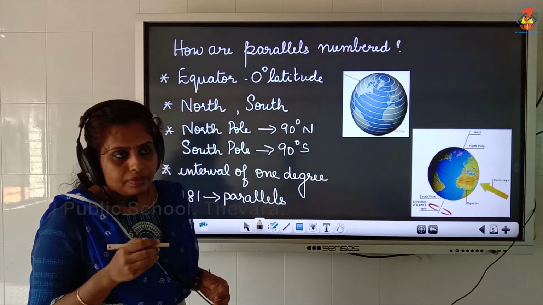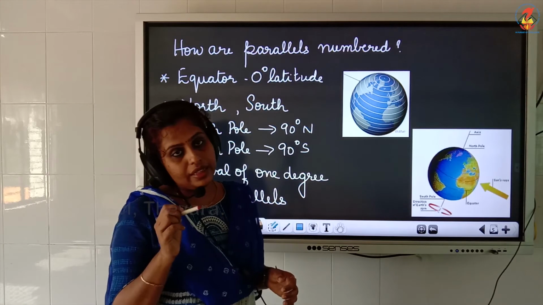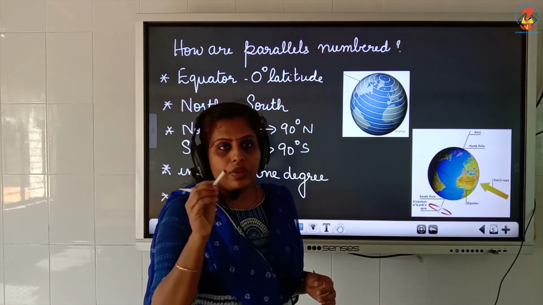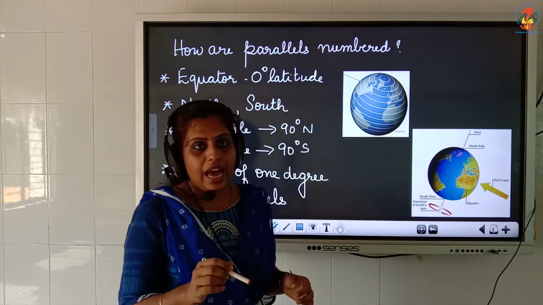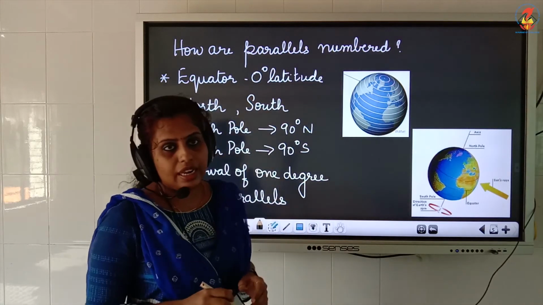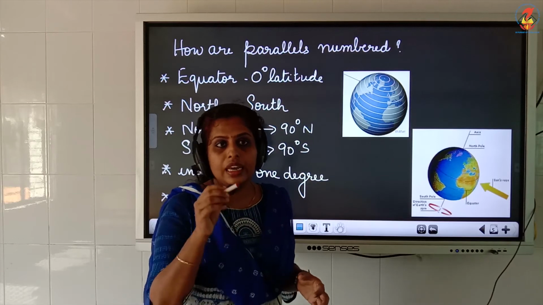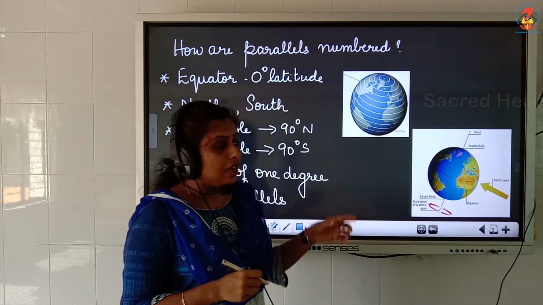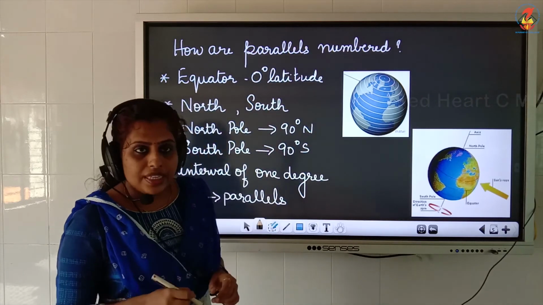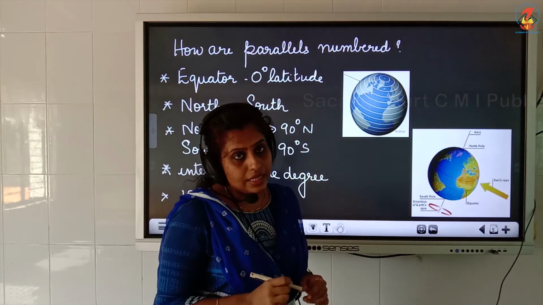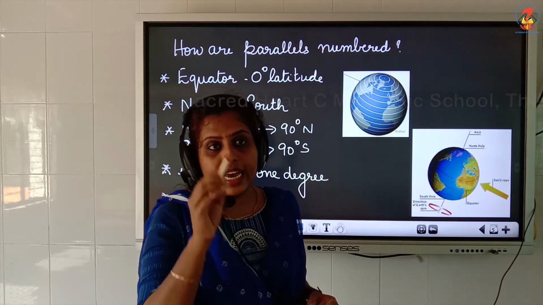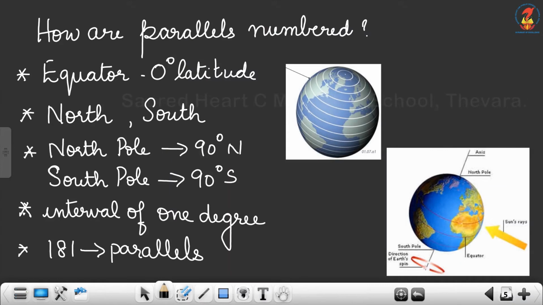So we start with the equator, because the equator is the longest parallel, right? So we will start with the equator, and we have given 0 degree latitude for it. So when we start numbering the parallels, we start with the equator with 0 degree. And we said about the North Pole and the South Pole, right? So we'll give a value for the North Pole as 90 degree north and South Pole as 90 degrees south.